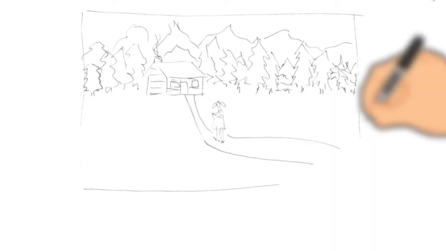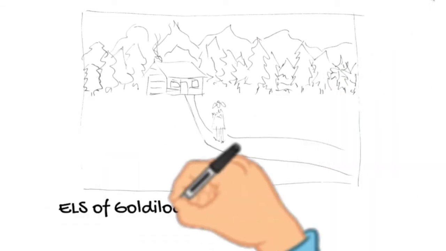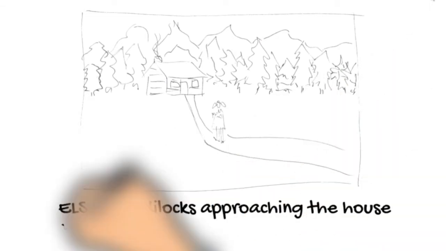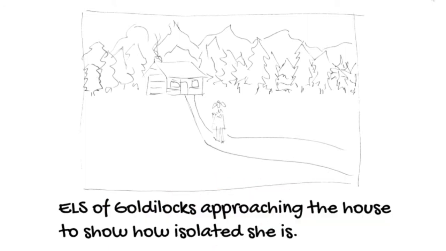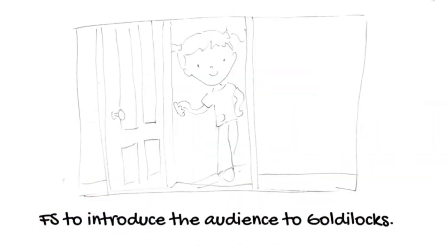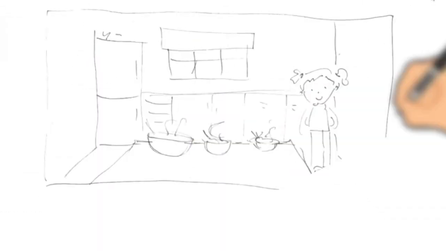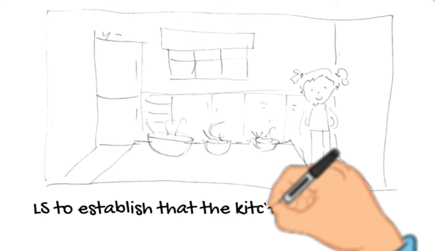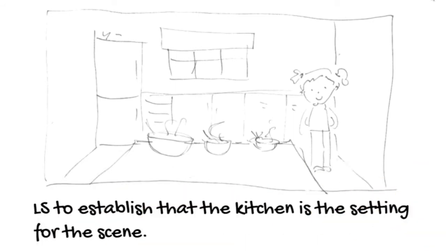After the bears leave the house, I'll need to establish the next scene for the audience, the arrival of Goldilocks. I'm going to use an extreme long shot to show how little and isolated Goldilocks is in that big forest. I need to introduce the audience to Goldilocks, so I'm going to use a full body shot so she fills the screen from head to toe. I need to show she is now in the kitchen, so I'll use a long shot so the audience can see both Goldilocks and the 3 bowls of porridge.